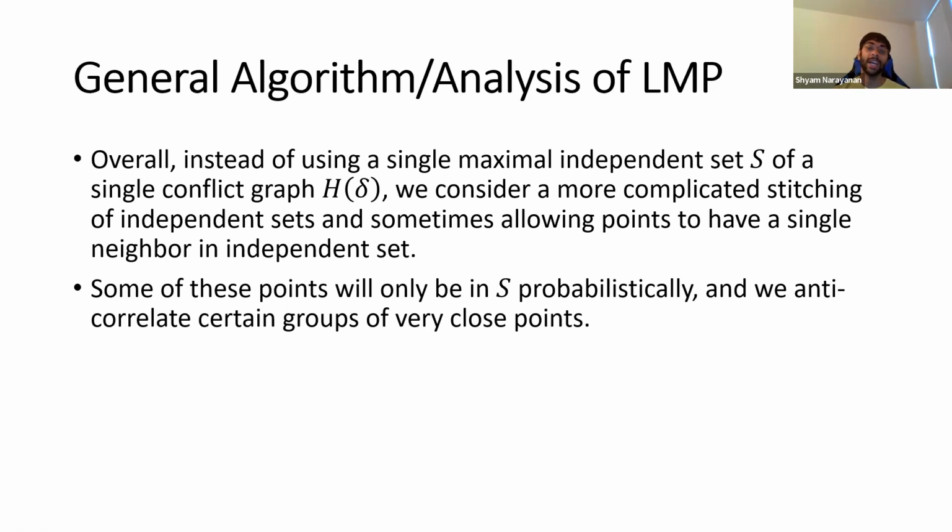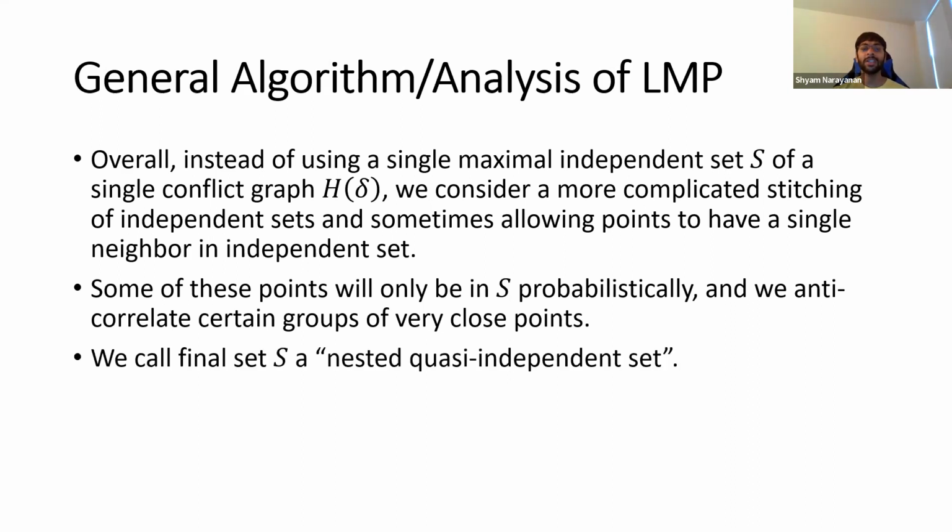For instance, we'll choose either I2 or I3, and we may even choose neither of them as another option. And we're going to anti-correlate certain groups of very close points so that we don't run into an issue of many close points being there, because that doesn't help the left-hand side, but it's really going to hurt the right-hand side of our desired inequality. So the final set S that we call is a nested quasi-independent set. That's the end result that we create.